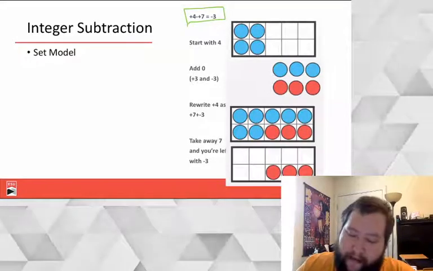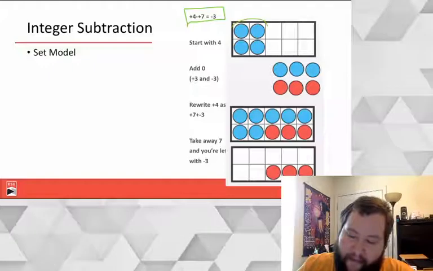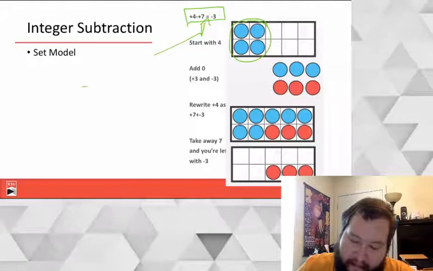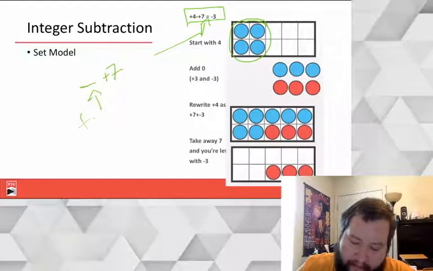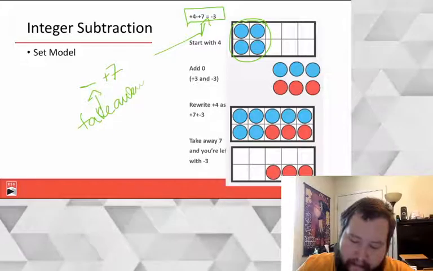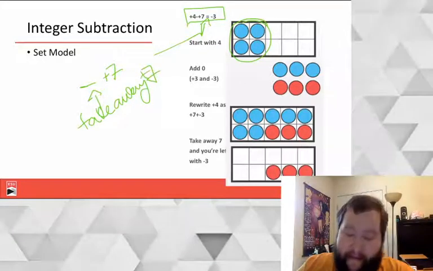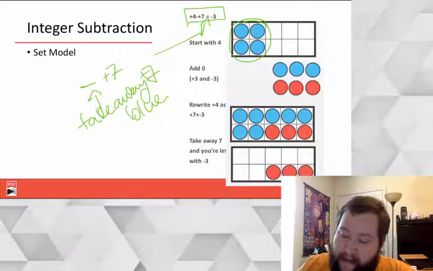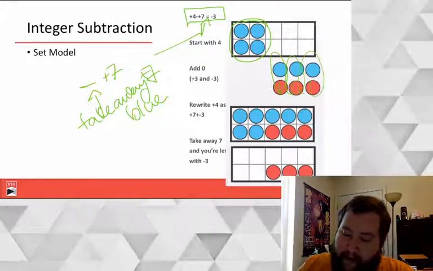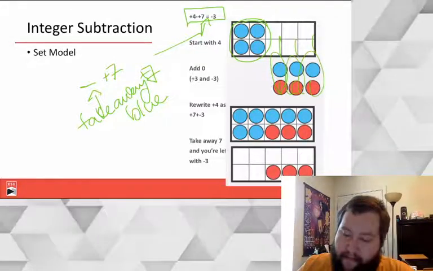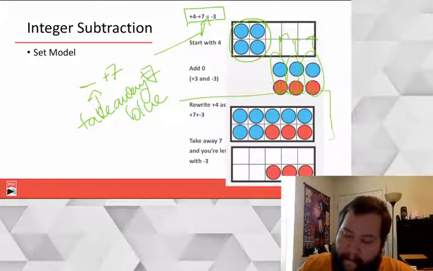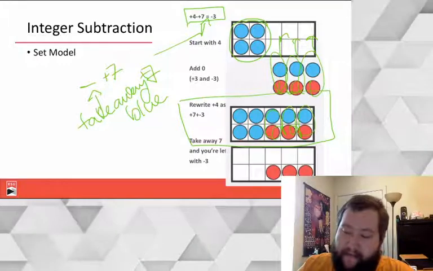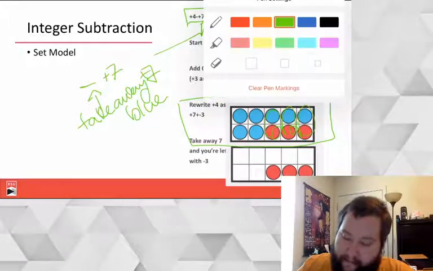We'll first start with 4. And then I need to be able to take away 7. So minus a positive 7 means take away 7, and 7 positive, so we need to take away 7 blue. I only have 4, so I'm going to add 3 zero pairs. Put them in our frame, and then we get this. And so now, because we have those 3 zero pairs, we didn't change it. The value is still 4, but let me go ahead and erase that.